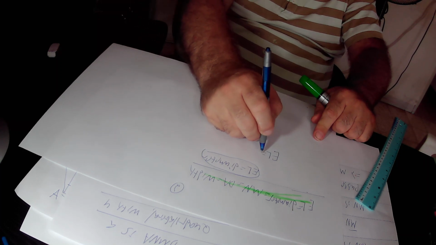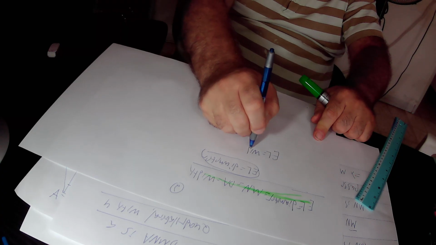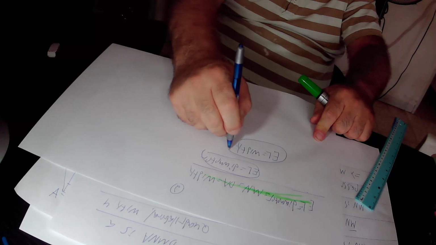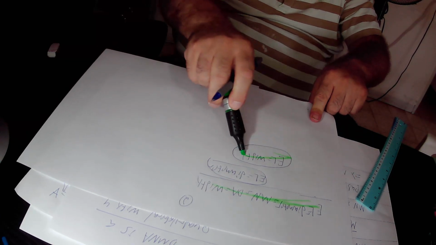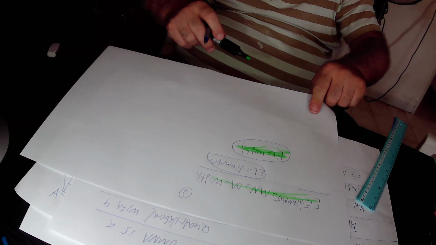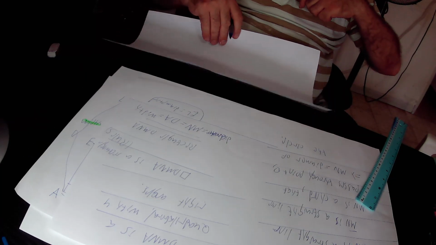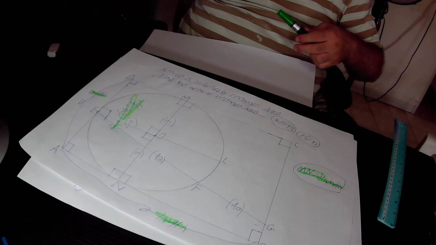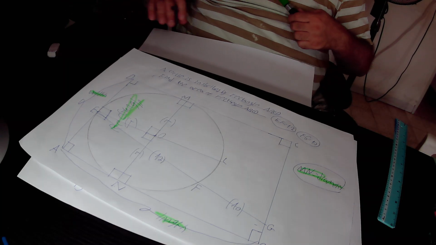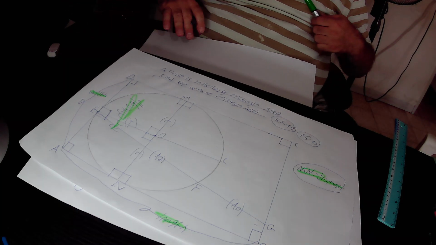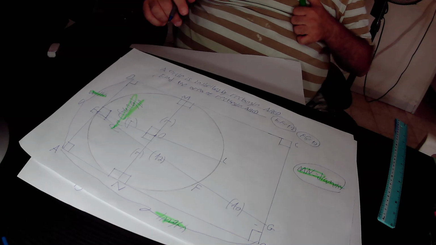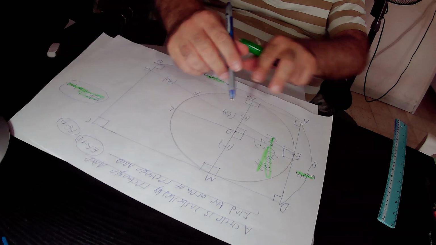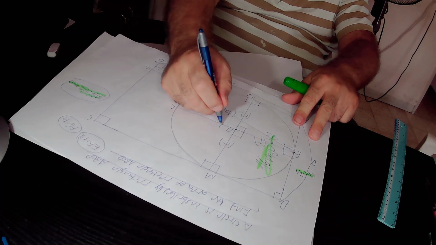EL is the width of rectangle ABCD. In the next step, here we found out that EL is the diameter of the circle, so I write it down. EL is the diameter of the circle.